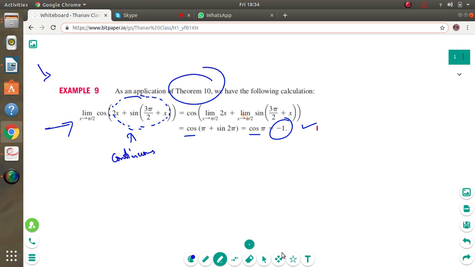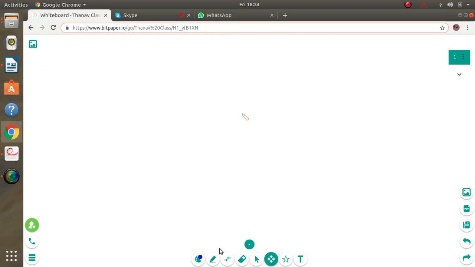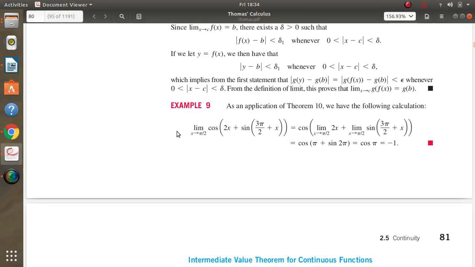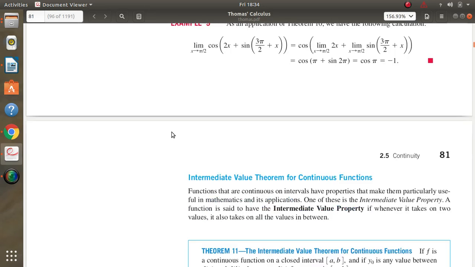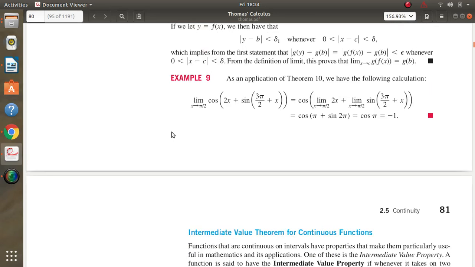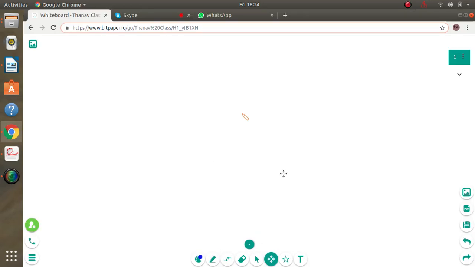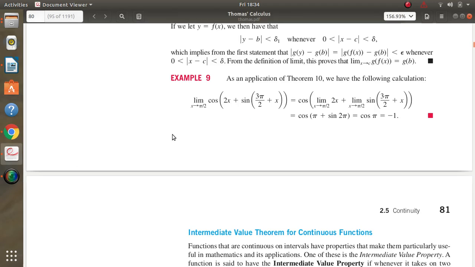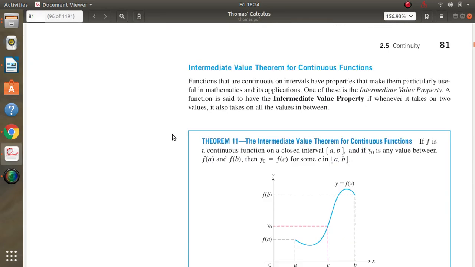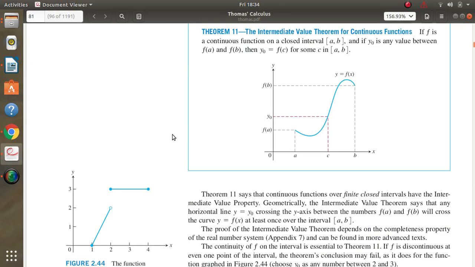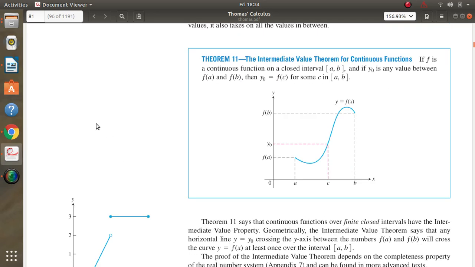Now next we have... Wait, why did sine 2 pi equal 0? Sine 2 pi, look at the graph. Look at the unit circle, it is coming out to be 0 only. Yeah, you just did it directly from there.